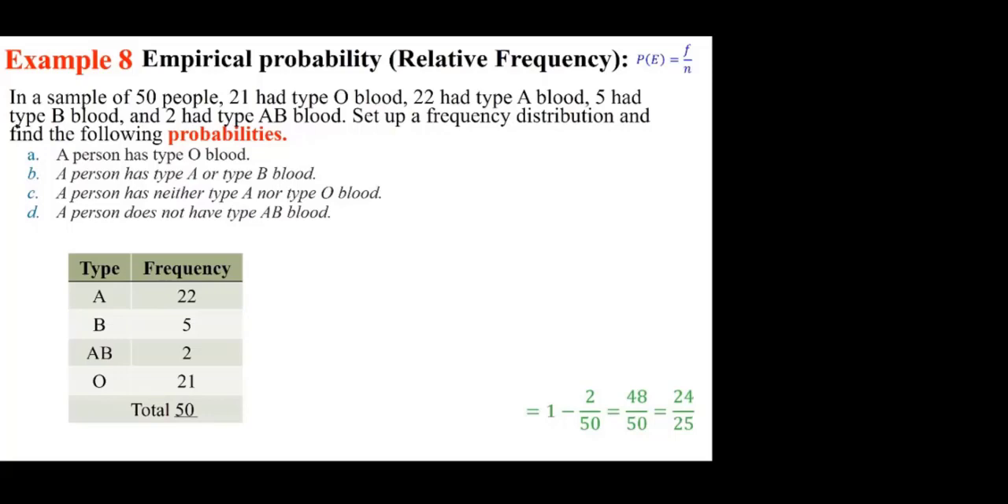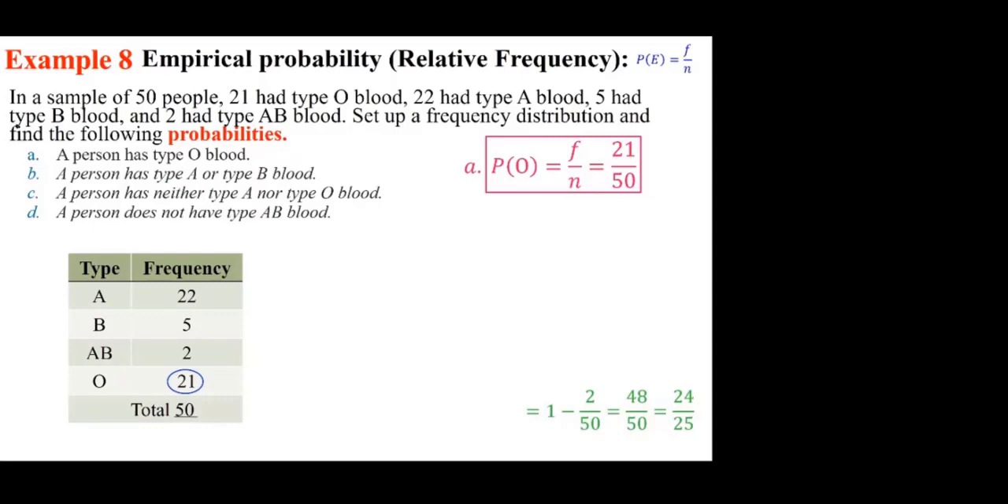So let's look at the first one. It says a person has type O blood. So type O is what? How many? You want N of O over N of S in essence. So 21 over 50. So you have 21 of those. And so you're going to write 21 over 50. If it gets simplified, so be it. If not, you can leave it. So that would be part A.